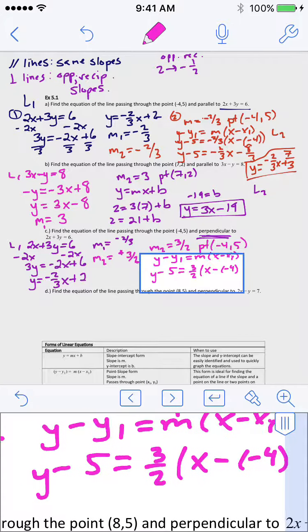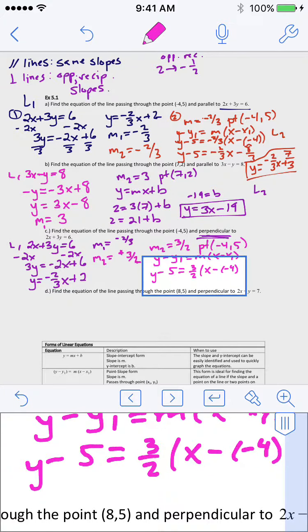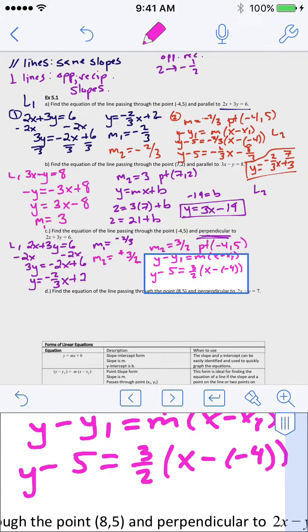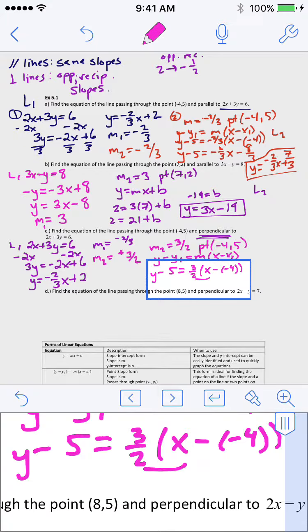All right, looking good. And then I can simplify a little bit just to make sure we match with anybody who might be doing it in point-slope form, right? Or sorry, slope-intercept form. Want to make sure it's the same thing. So we can distribute that 2/3. Get y minus 5 is equal to 3/2 x.